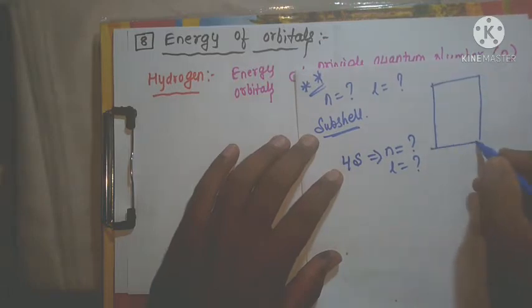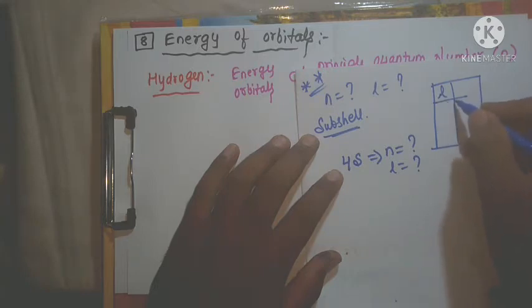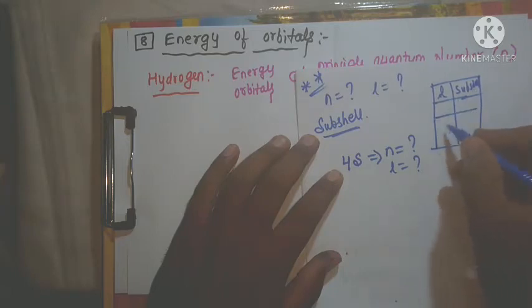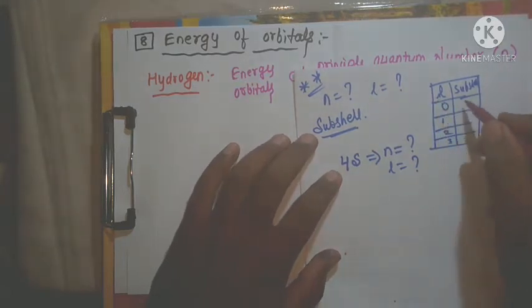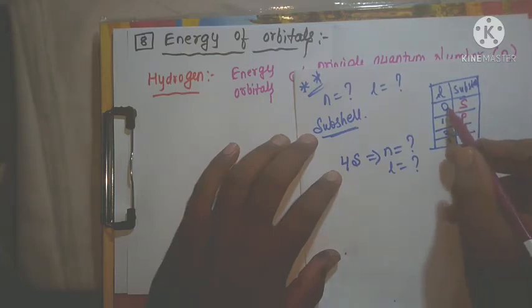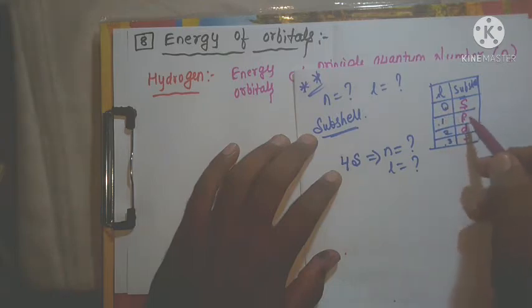For this I will give a hint. First you have to remember this. Here L value and here subshell. Here I am writing L value, here I am writing subshell. 0 1 2 3, 0 1 2 3. When L value is 0, S subshell. L value is 1, P subshell. L value is 2, D subshell. L value is 3, F subshell. S means L value is 0, P means L value is 1, D means L value is 2, F means L value is 3.